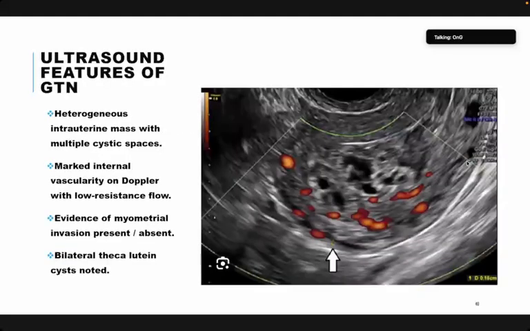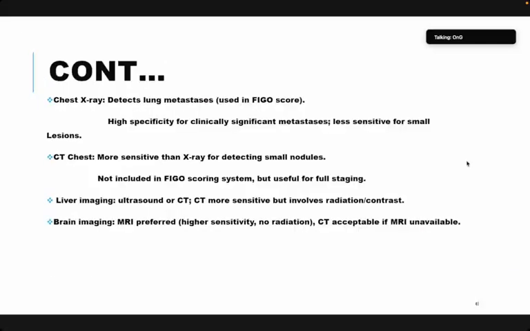Now, this is an ultrasound picture that shows the features of GTN. You may see heterogeneous intrauterine masses with multiple cystic spaces. There may be marked internal vascularity on Doppler with low resistance flow, and also evidence of myometrial invasion. Also, because of very high beta HCG levels, they will present with bilateral theca lutein cysts.